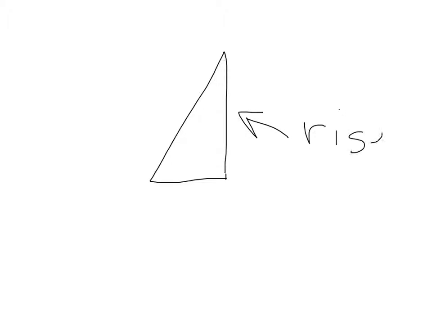Hi students, today in Algebra 1 we're going to be covering the slope of a line. You can define slope as the ratio of the vertical change relative to the horizontal change. So for instance, if you have a figure that looks like this, we call our vertical change the rise, and we call the horizontal change the run.